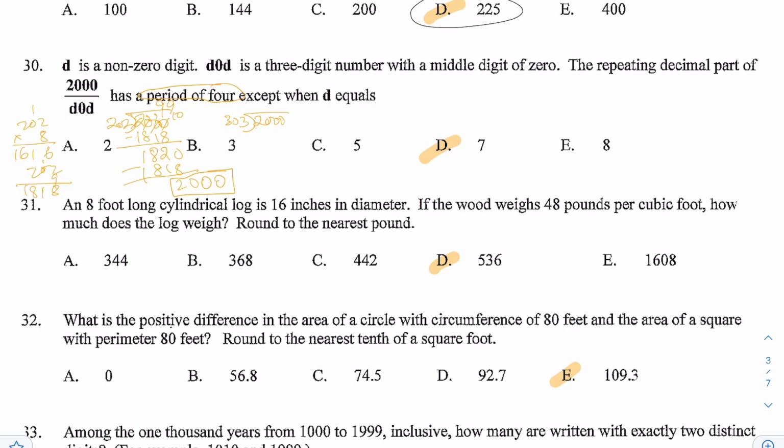So, for example, 99.000, and then 202 goes into 2000 9 times. So it'd be 0.0009 repeating. So it's 9.9009, 9009, 9009, etc. So that's not going to be the answer. You're looking for one that doesn't have a period of 4.